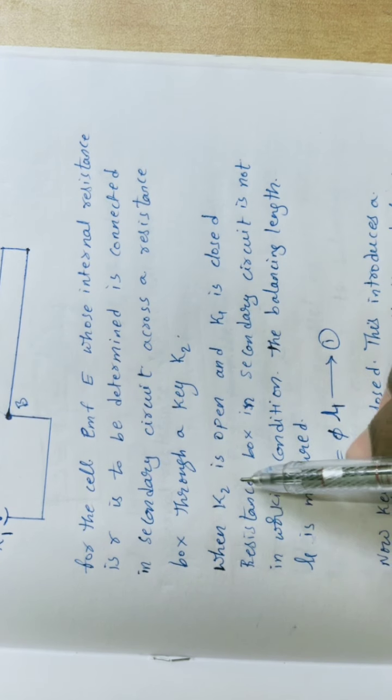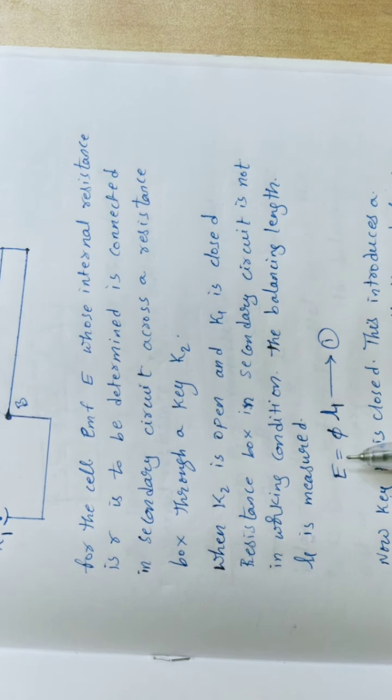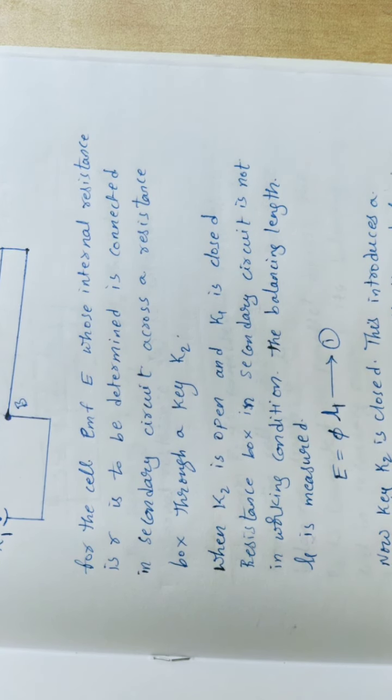See students, when K2 is open and K1 is closed, the resistance box in the secondary circuit is not in working condition. In that condition, while moving a jockey on the potentiometer wire, we get one balancing length at a null point N1. That balancing length I represent with L1. Based on the potentiometer principle, we have E is equal to phi into L1. I take that as equation 1.